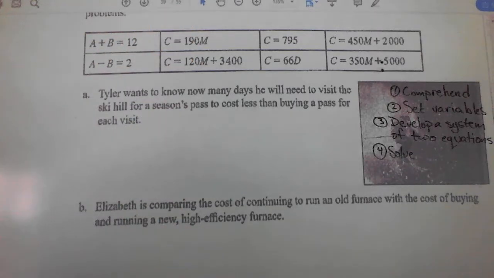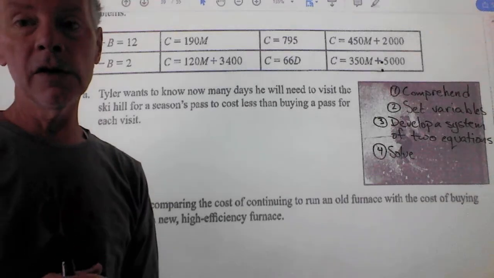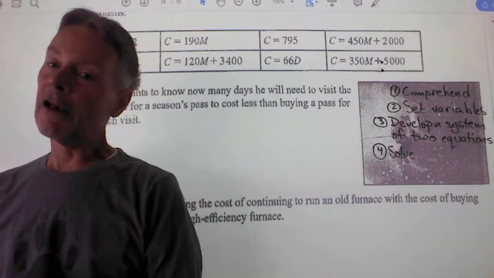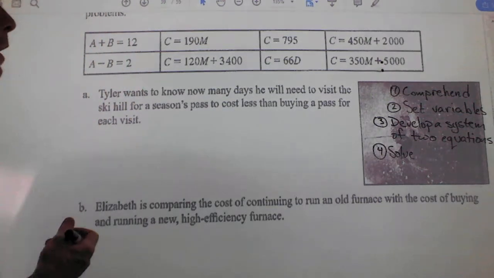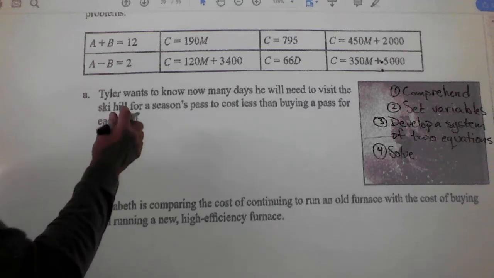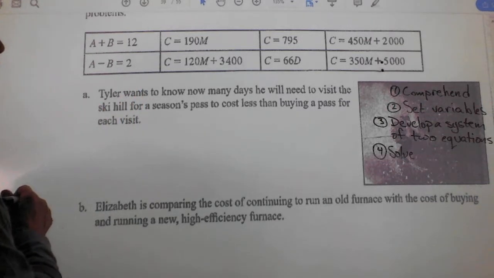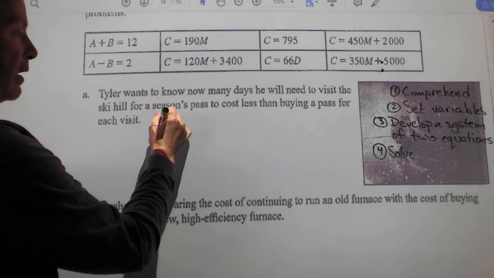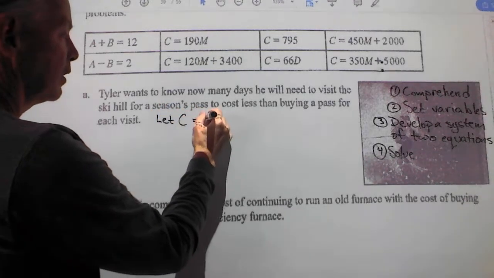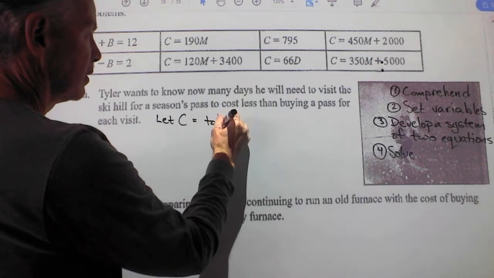So our first one says, Tyler wants to know how many days he will need to visit the ski hill for a season's pass to cost less than buying a pass for each visit. Now, you have to think about this a little bit, but basically, you have two variables here. One of them would be the total cost. So we could say let C equal the total cost.